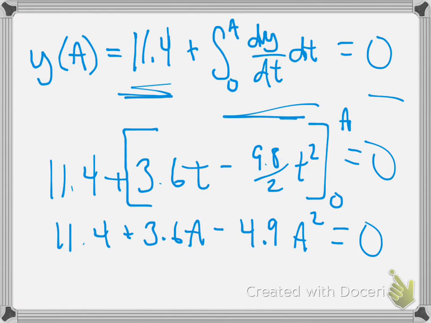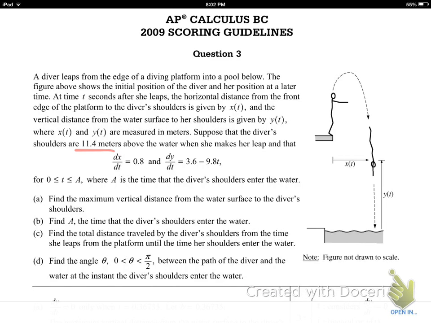And now, on a calculator portion of the test, you can just go ahead and solve for this value, and you get a value that I better go look up because I don't remember it. And there it is, 1.936. Remember to correct it later. Switching screens to write it down. All right, so now we know the time that it takes for her shoulders to hit the water.